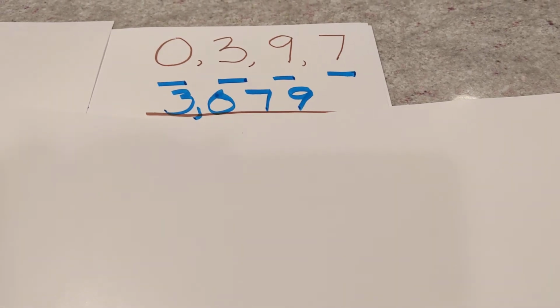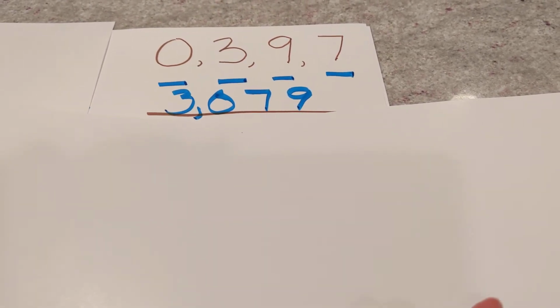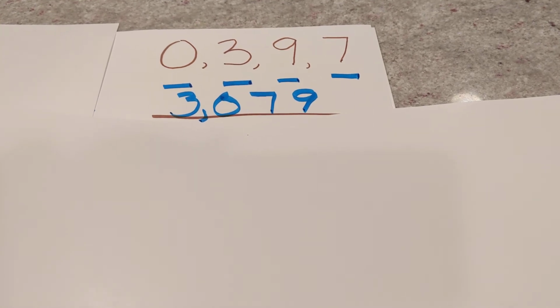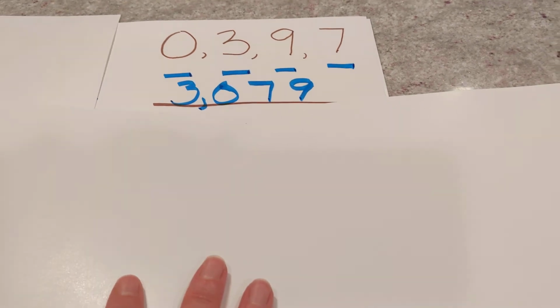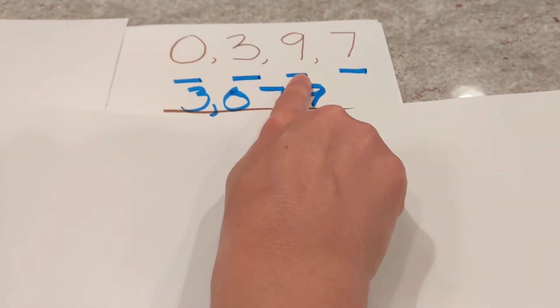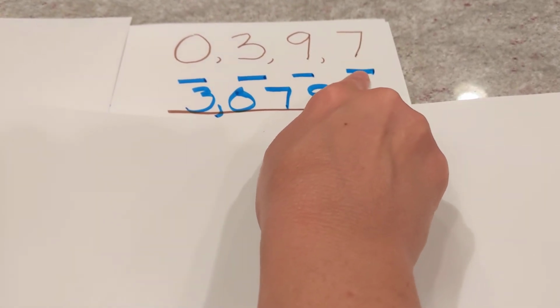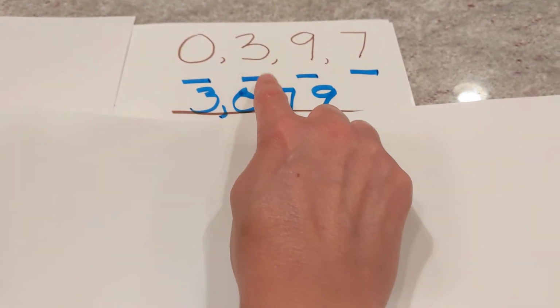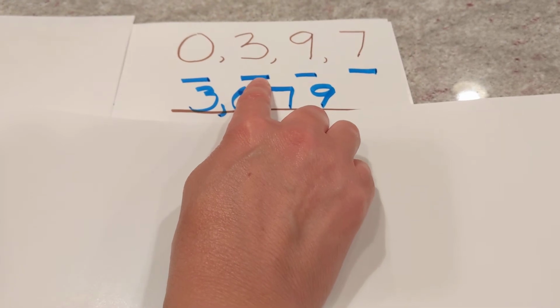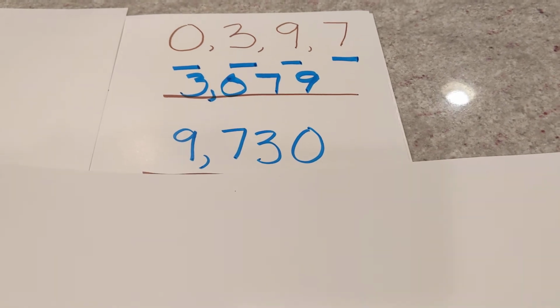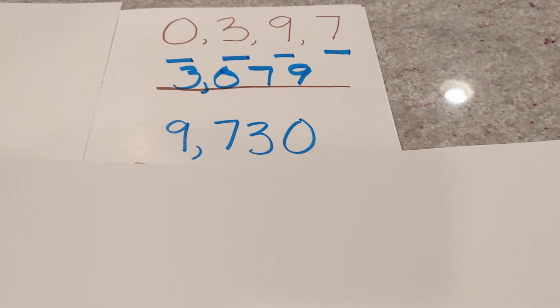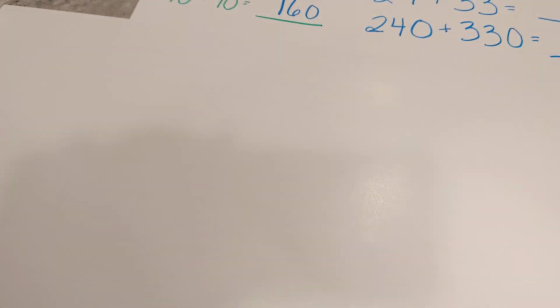Now let's think about the largest number. What's the largest number we could make? Would it be something that starts with 0,000, 3,000, 9,000, or 7,000? So my number would start with the 9, and then how many hundreds? 7 hundreds. How many tens? 3 tens. And how many ones? 0. So the largest number I could make would be 9,730.